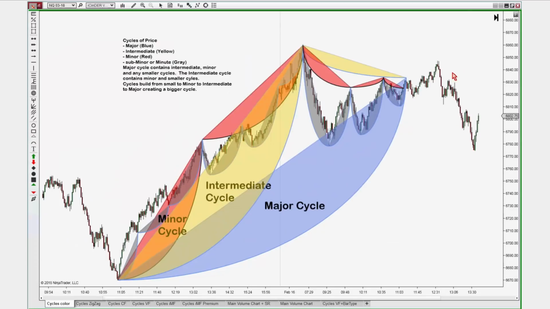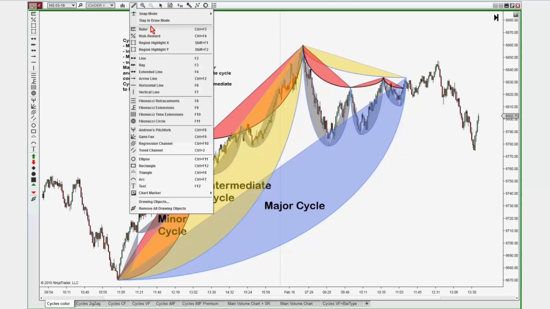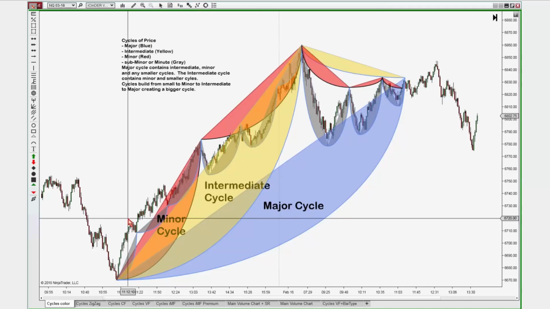Okay, there we go. So remember I talked about cycles? So here's a cycle. And you see the big movement from, let's say, 1109 to February 16th, 1103. And what did that tell us? Well, in essence, that was the major cycle.